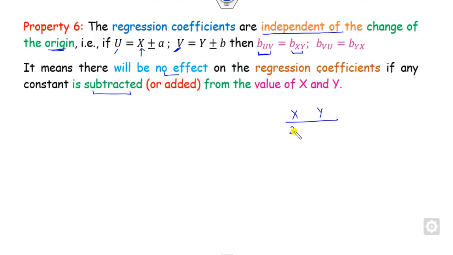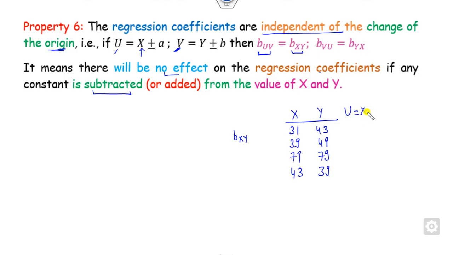Also, if I say these are my values of x, these are my values of y, and so on, then in order to find the value of bxy, you can do it very simply.